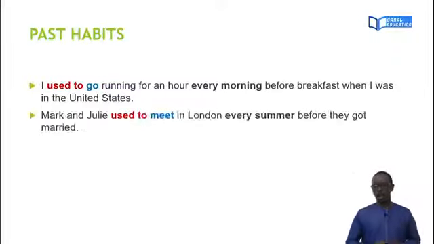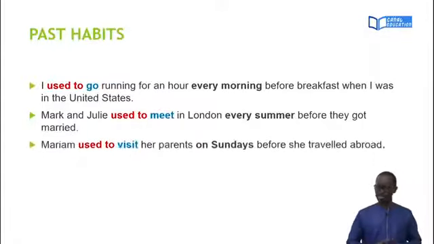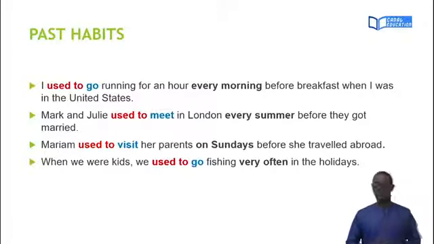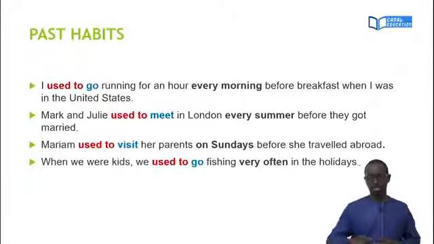Second example, Mark and Julie used to meet in London every summer before they got married. So you have every summer, which marks the repetition of the habit in the past. And the third example is Mariam used to visit her parents on Sundays before she traveled abroad. On Sundays marks the repetition of the action in the past, or the habit. The fourth example, when we were kids, we used to go fishing very often in the holidays. Very often marks the repetition of the action in the past, or the habit. Now let's go on to see how the structure works for more details.